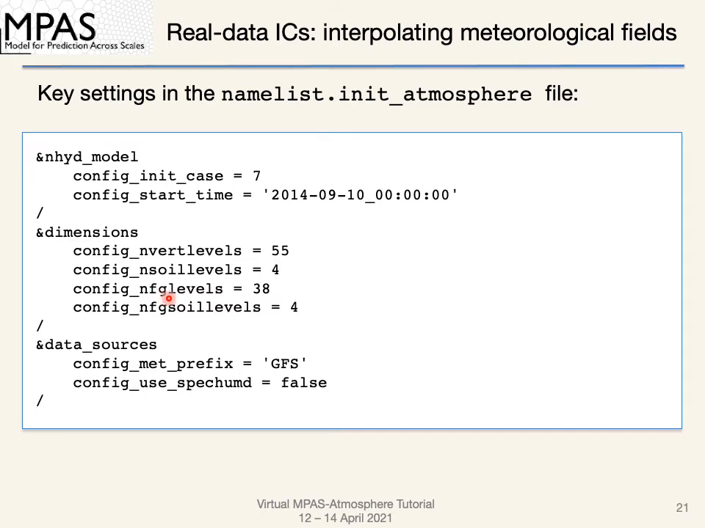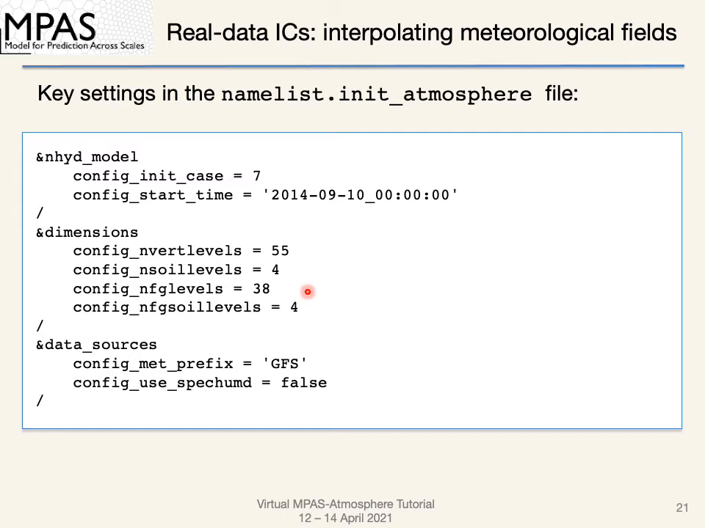This is the number of levels that are in our input file that provides our atmospheric first guess, or initial conditions. So this should be at least as big as the number of layers in our intermediate file. And then lastly, we need to specify the number of first guess, or FG, soil levels. And this is typically 4 as well, the same number as are used in the model itself.